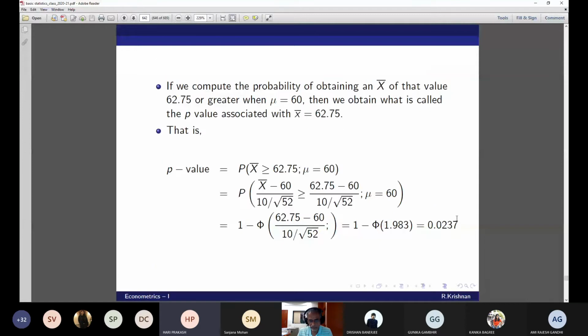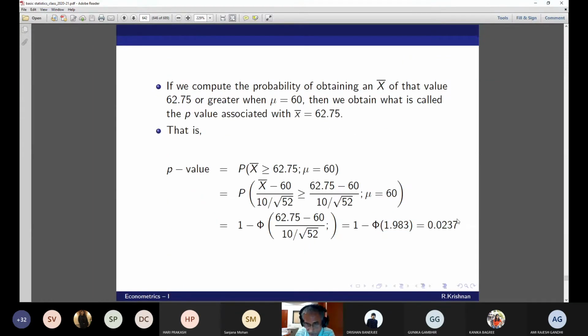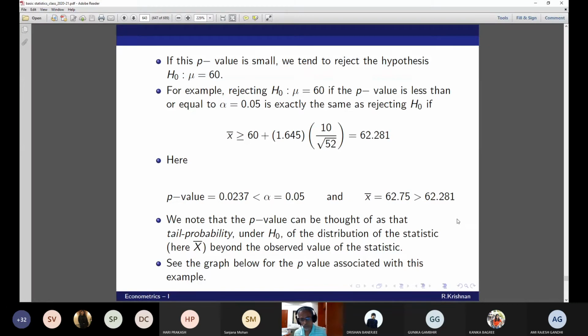Now, the sample mean is 62.75, and we checked the p-value against the significance level. Suppose the sample mean is 62.75; that turned out to be 0.0237. What would the sample mean be if you want the p-value to be equal to 0.05? See, 62.281. It has to come down. 62.75 was much greater than 62.281.